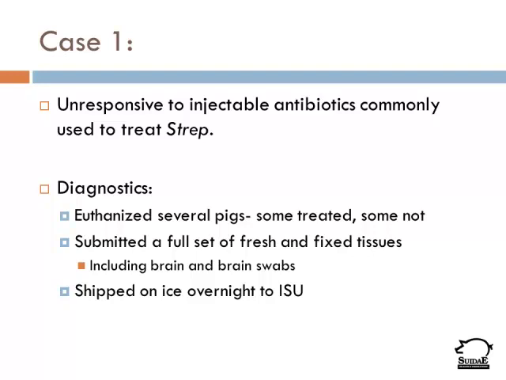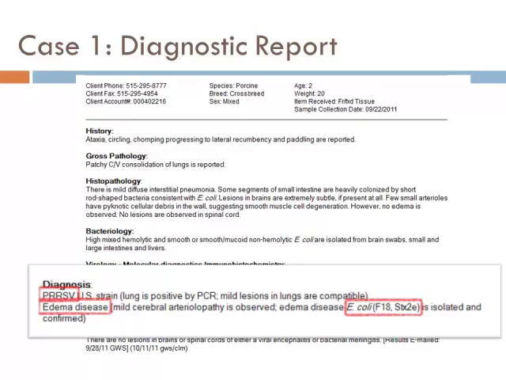So I right away euthanized several pigs. They had been aggressive with spot treating before I got there, so it was hard to find some untreated ones, but I was able to include some of those. I submitted a full set of fresh and fixed tissues, which included brain and brain swabs, and shipped overnight to Iowa State. I got the diagnostic report back, and the results showed PRRS, which I knew. And then there was a hemolytic E. coli F18 with a STX2E toxin, which was a nasty edema disease bug.